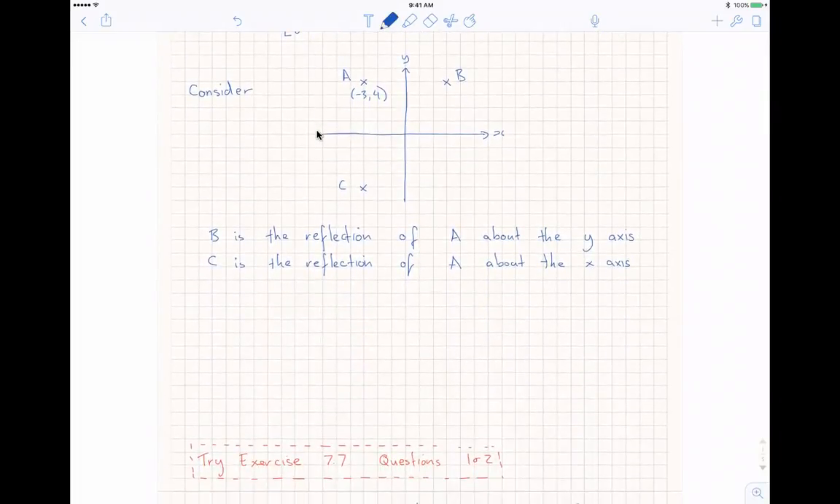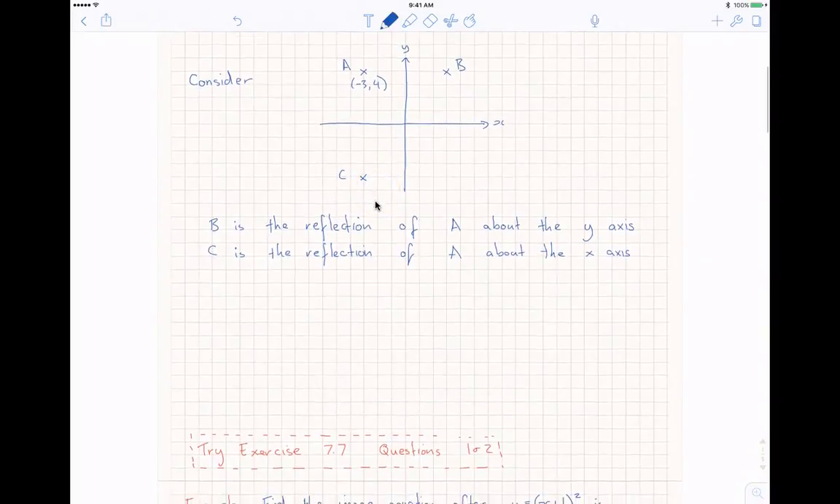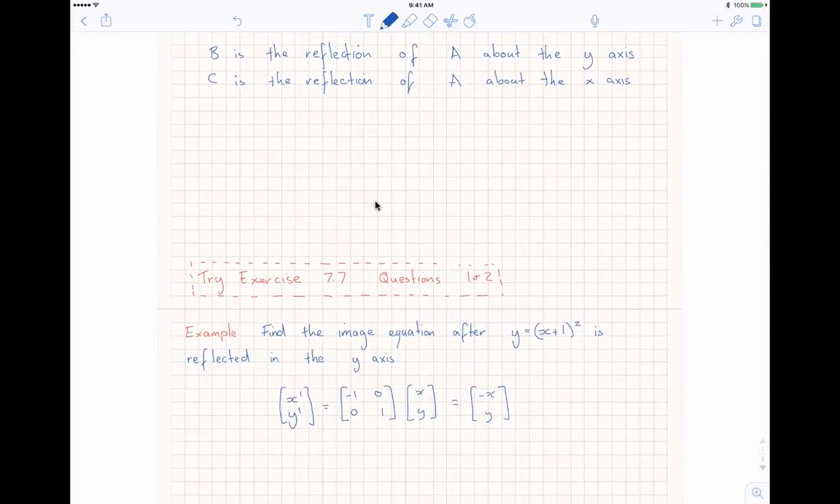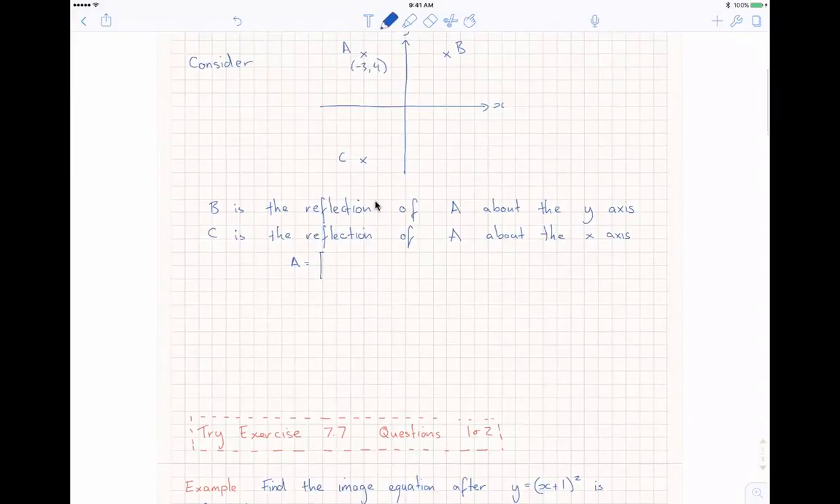So consider the scenario here. We've got some point A, which is at the point (-3, 4), and we want to know what its coordinates are if we reflect it about the y-axis, and also what it would be if we reflected that point about the x-axis. So we write our point A in matrix form. So it's the point (-3, 4).